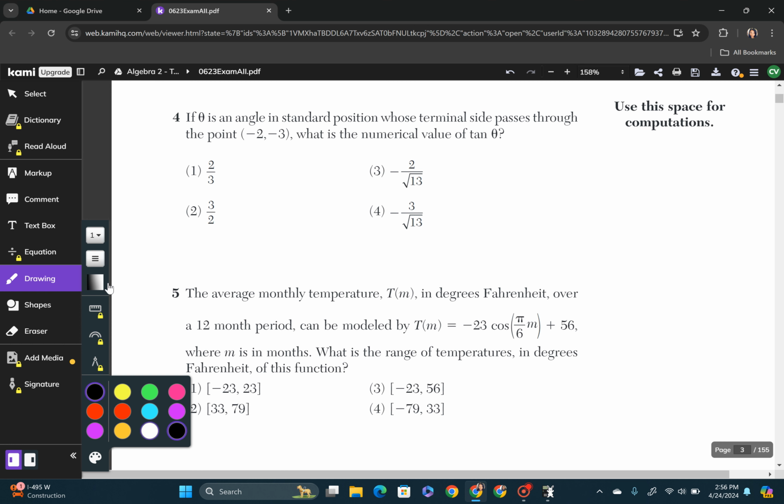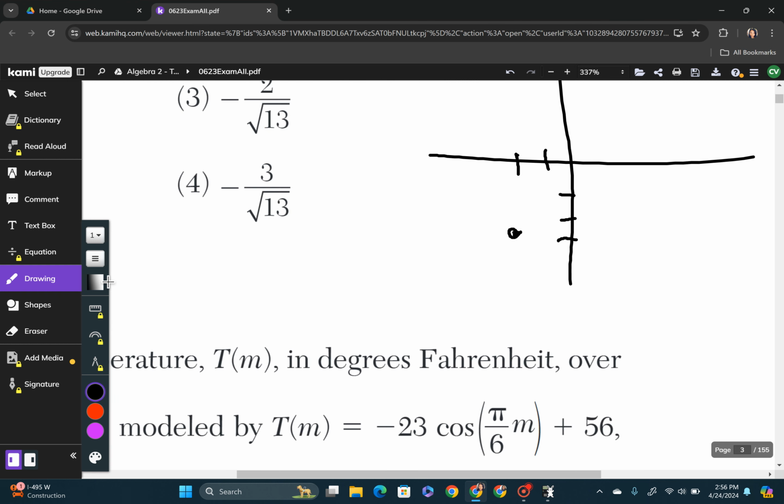First thing we're going to do with this question is go ahead and graph this. So this is -2 and -3. I make a point there, and connect that to 0, 0. We connect this as best as we can. Good. And this is -2 and this is -3.